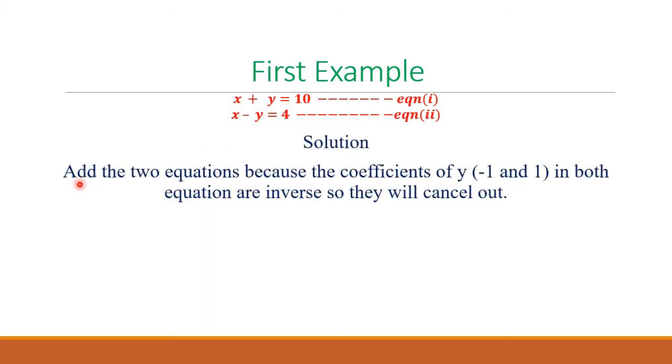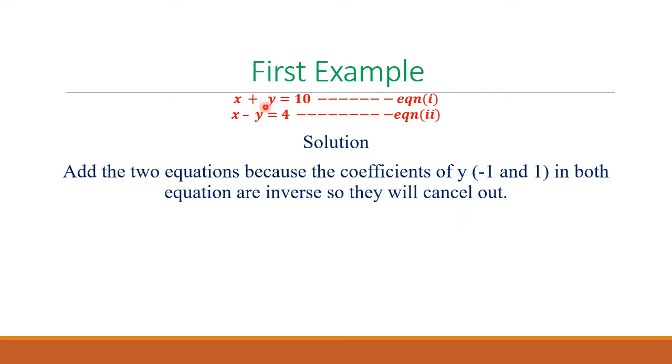We are going to add the two equations because of the coefficients of y. The coefficient of y here is 1. It is not actually written, but it is there. The coefficient of y in the other equation is negative 1. So these are two values with the same magnitude but different signs. This one is negative and this one is positive, so they are inverses of each other. If one is negative and one is positive and you add them, they cancel out.